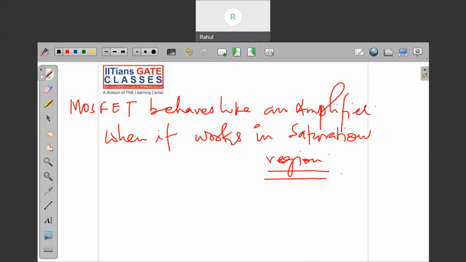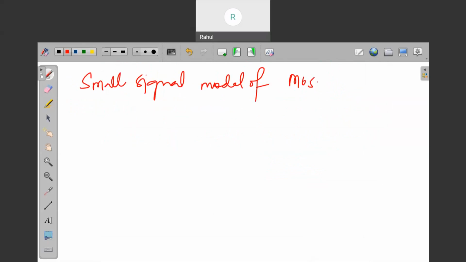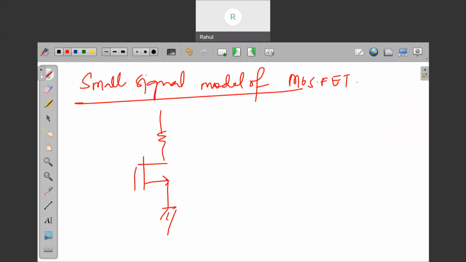Now let us talk about a small signal model of MOS, not the op-amp. So suppose this is a MOS, let me draw the MOSFET here. Just common source, right? And this is RD and this is plus VDD, and there is an input applied, and you have to find the output, right?